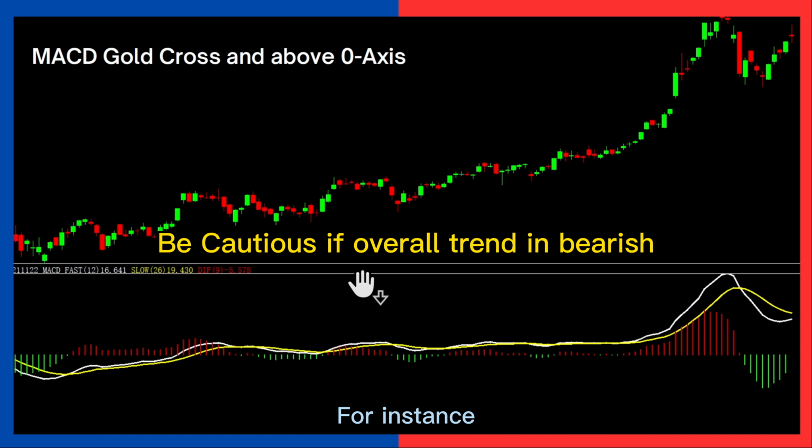For instance, in the current market situation, the sector rotation is strong. Even if you find entry opportunities, you must always control your investment capital and maintain a cautious attitude.